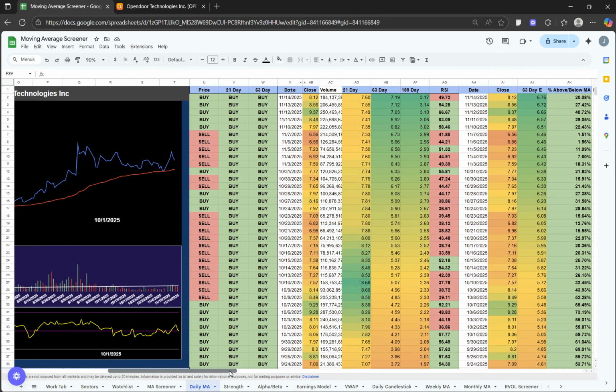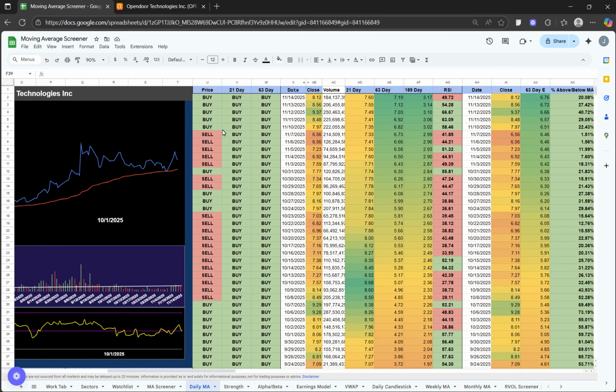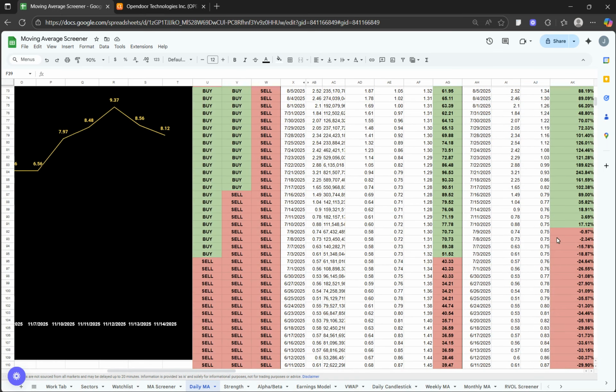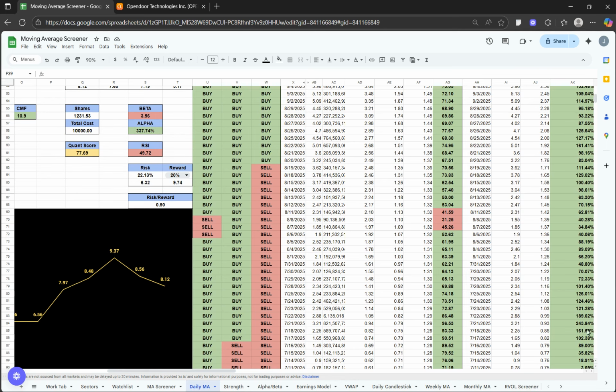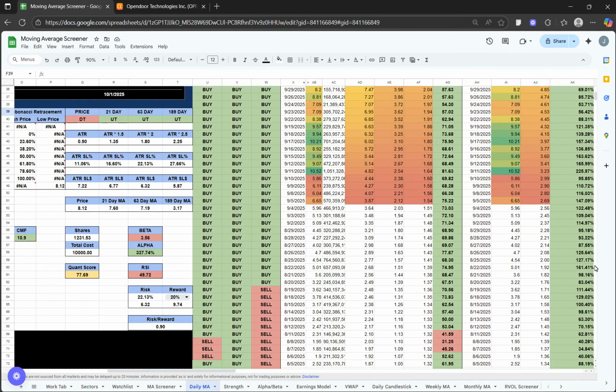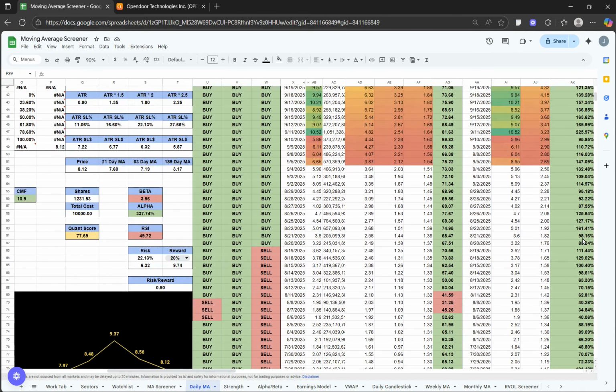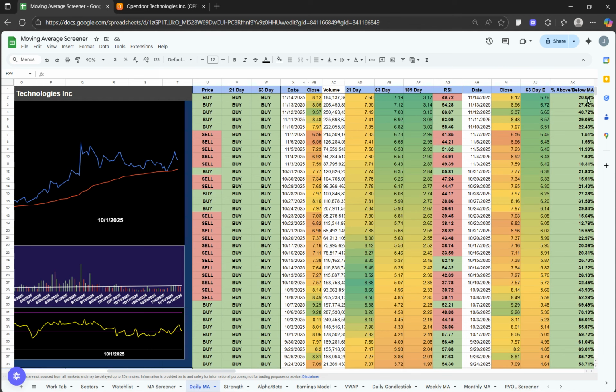Now, if we look at the percentage above or below the 63 exponential moving average, we've been above that for quite some time now, and that's been since July. There was a point where we were 243% above this moving average. And I think that's the highest one.